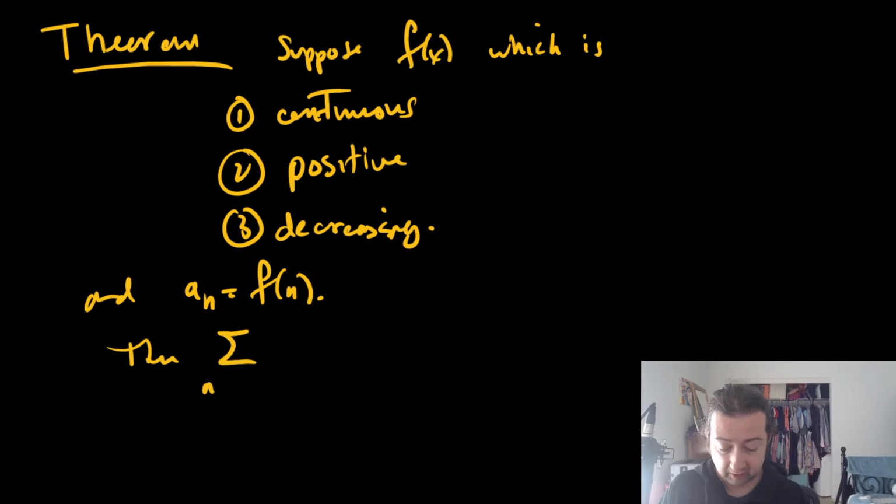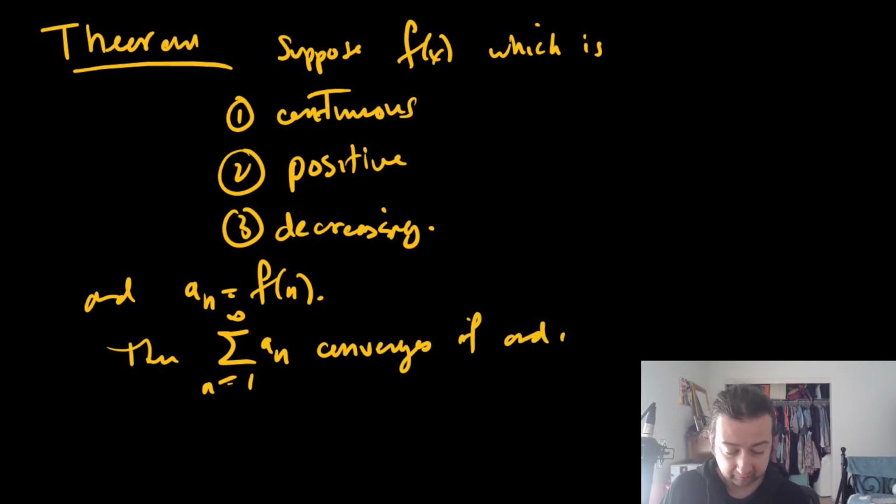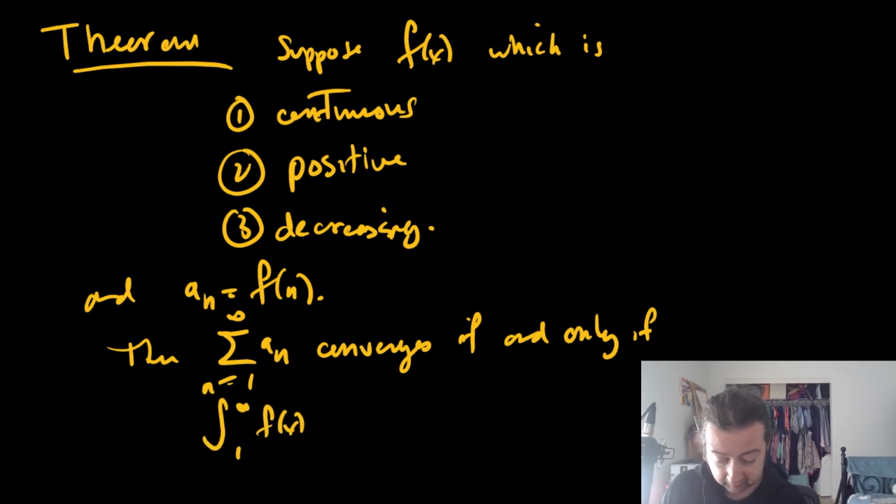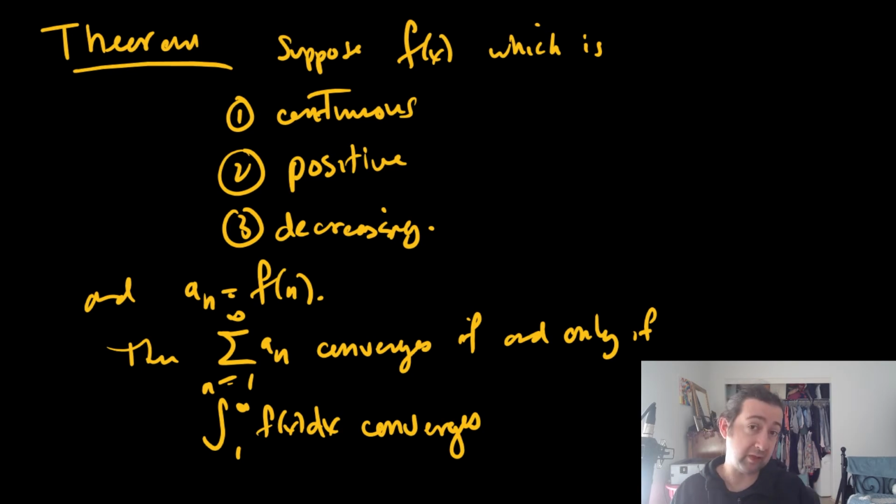Then the sum from n equals 1 to infinity of a_n converges if and only if the integral from 1 to infinity of f of x dx converges, which means it's a precise equivalence. They both converge or they both diverge. So studying the series is the same as studying the integral.